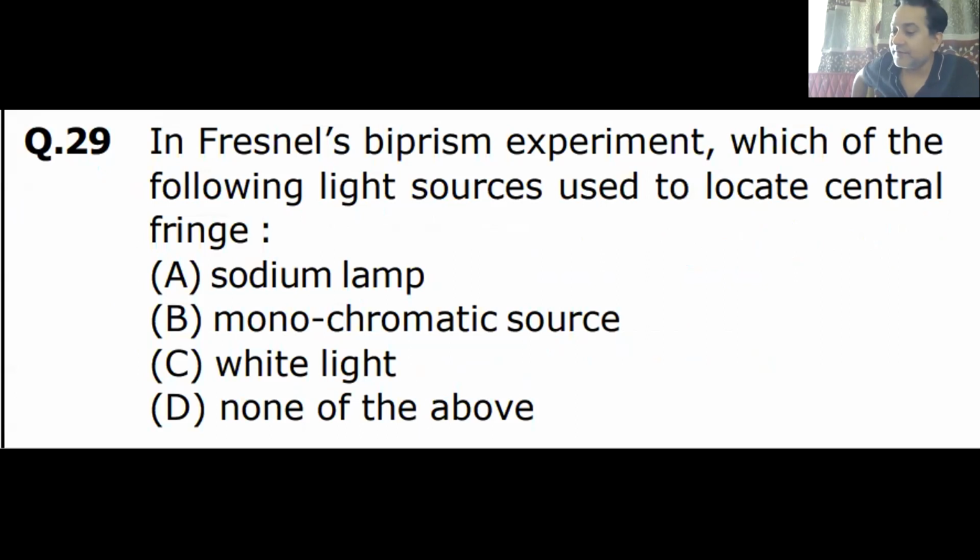Information-based question. In Fresnel biprism experiment, which of the following light sources is used to locate the central bright fringe? This is an information-based question. The answer to this one is white light. So remember this. White light is used to determine or to locate the position of the central fringe. Can you remember this?